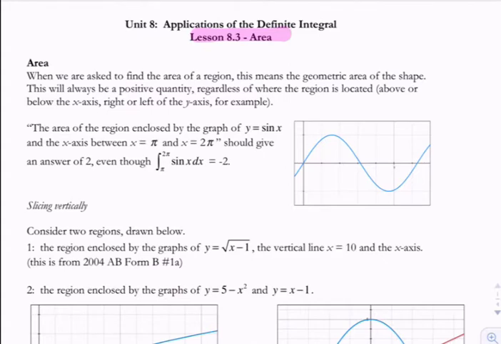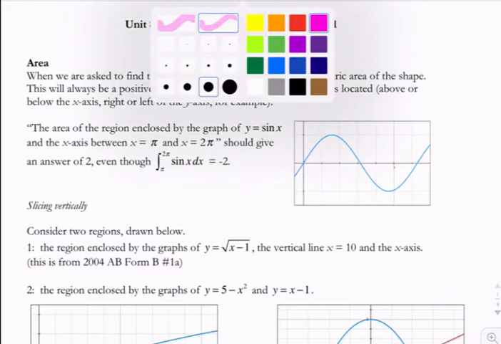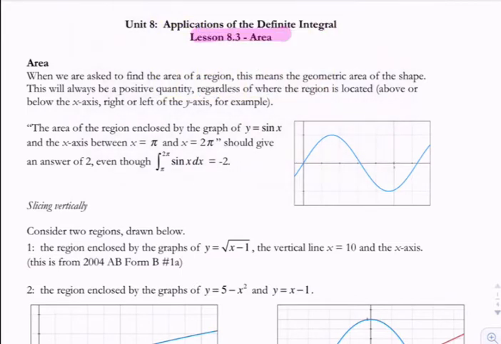Now, we've already talked about finding area. We've done it a lot with the definite integral, and we're going to use the integral again, but with just a couple variations here. One thing is that when you're asked in a problem to actually find area, they're talking about the geometric area of the shape, in which case geometric area is always positive. Even though the definite integral will sometimes give you a negative number, geometric area is always positive.